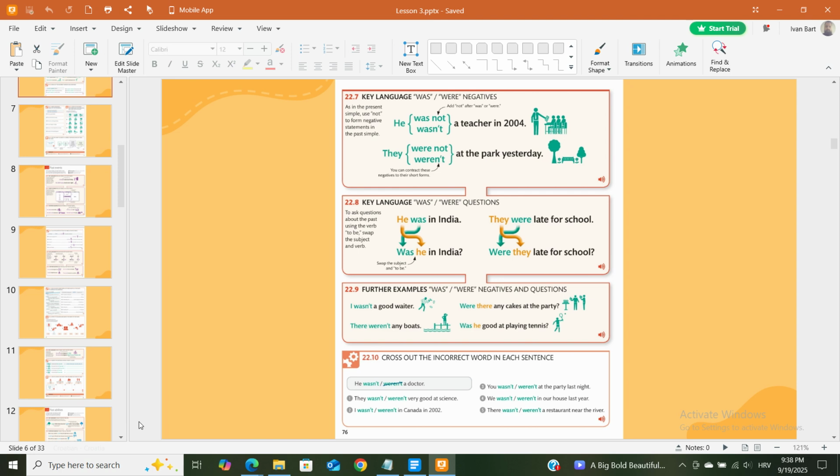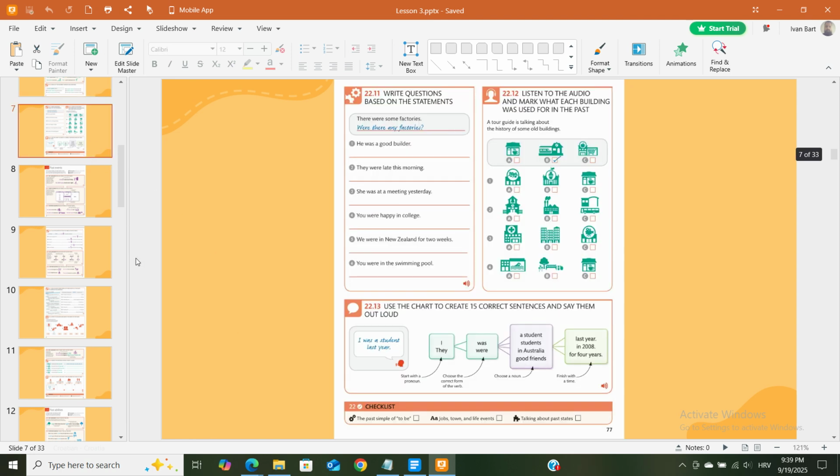22.10 Cross out the incorrect word in each sentence. He weren't a doctor. They weren't very good at science. I weren't in Canada in 2002. You weren't at the party last night. We weren't in our house last year. There weren't a restaurant near the river.